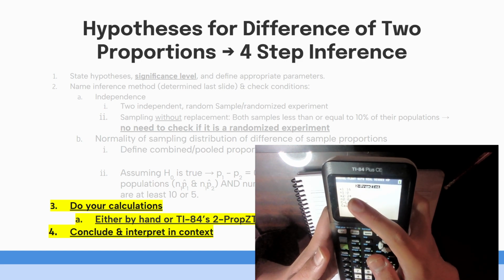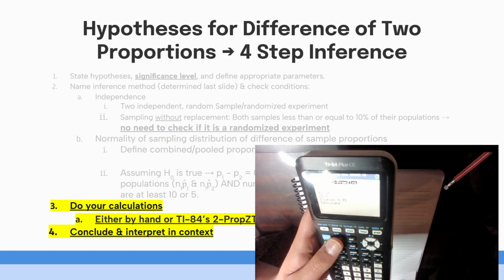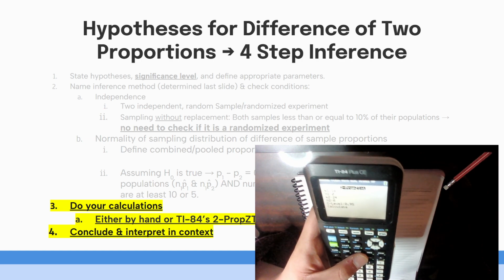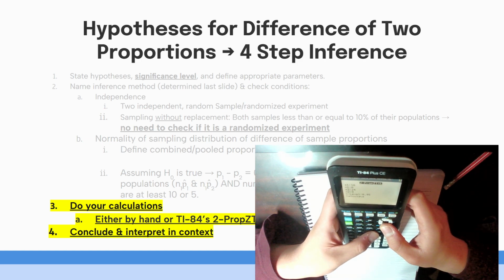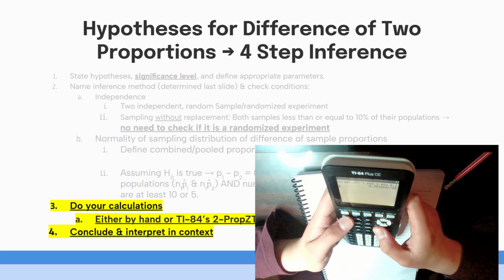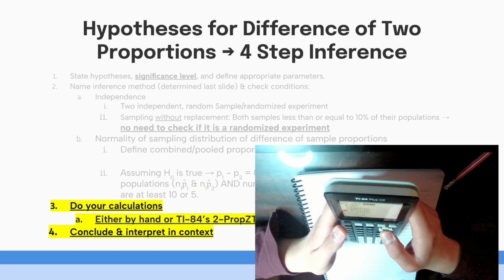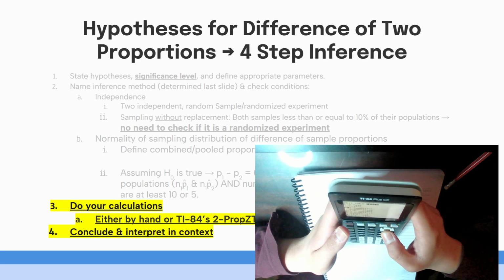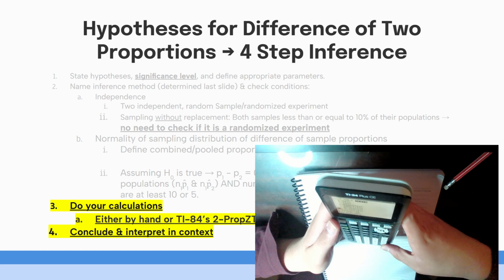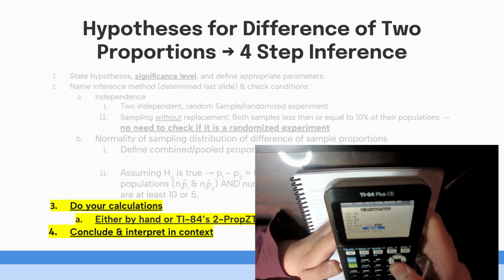So in your stat tests, scroll all the way down to 2-prop Z. And then of course you put here x1, how many people have the shared characteristic in your first population, x2 for the second population, and then you put your sample sizes and your confidence level. Oh no, this is the interval, not the test. Whoops. Z-test, not T-test. That was a little bit of a blunder on my part. 2-prop z-test. Perfect.